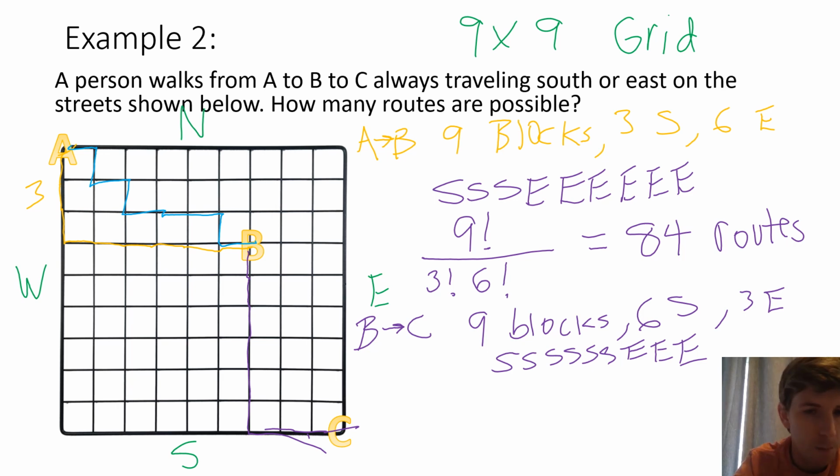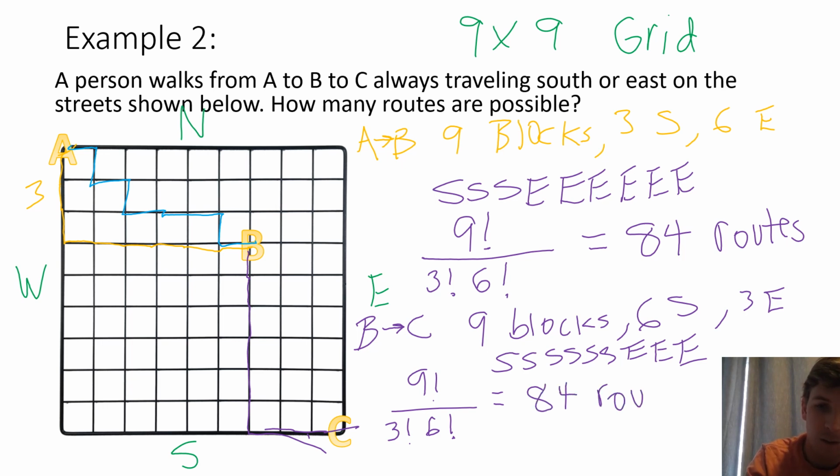And remember, all of those routes are going to have the same amount of souths and easts. So now we're just trying to figure out how many words we can make from this. It's going to be the same thing: 9 factorial over 3 factorial times 6 factorial, which is the same exact thing we did up there, or 84 routes.